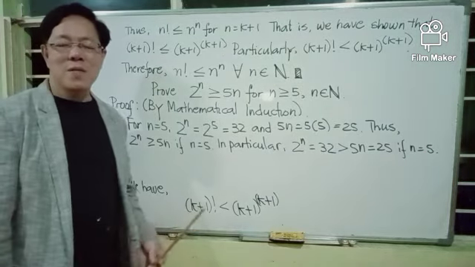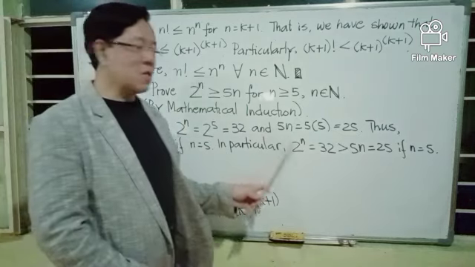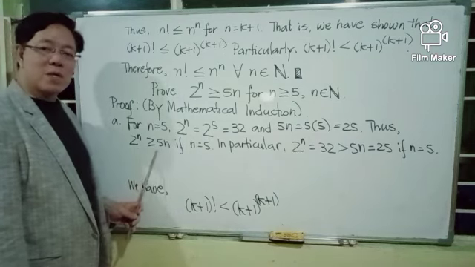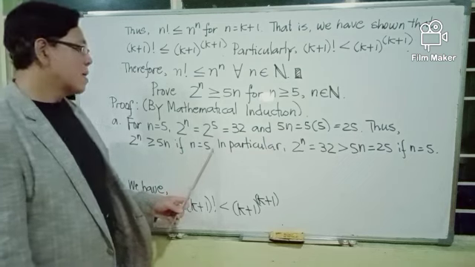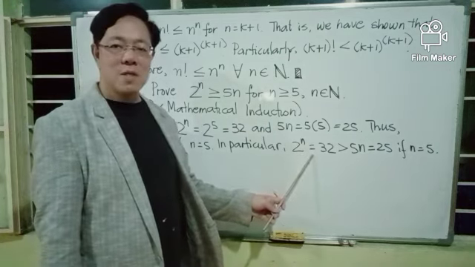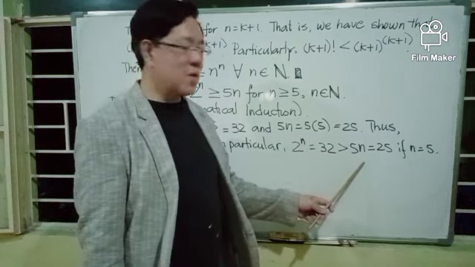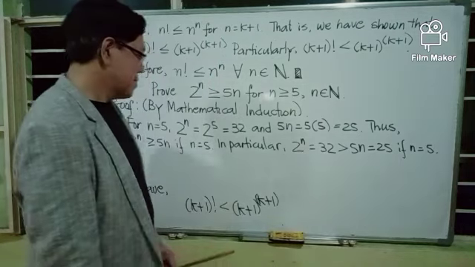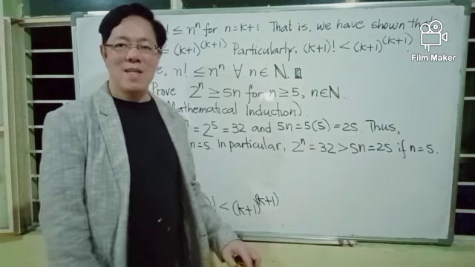Our conclusion for the first part of the proof by mathematical induction, we conclude that 2 to the n is greater than or equal to 5 multiplied by n if n equals 5. Particularly, we conclude that 2 to the n, which is 32, is strictly greater than 5n, which is 25, if n equals 5. Now we go to the second part of the proof by mathematical induction.